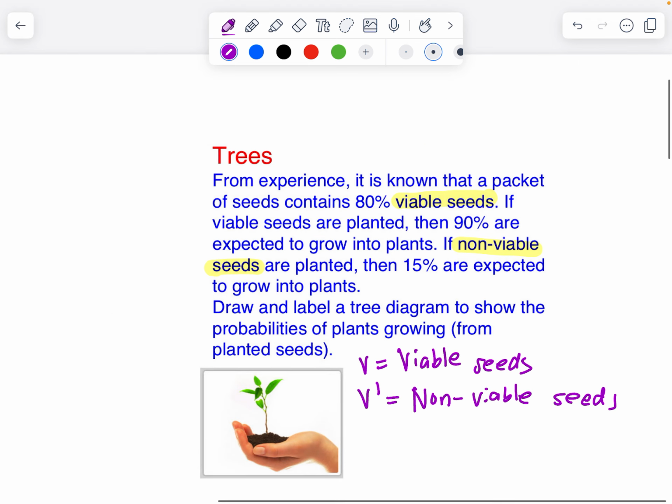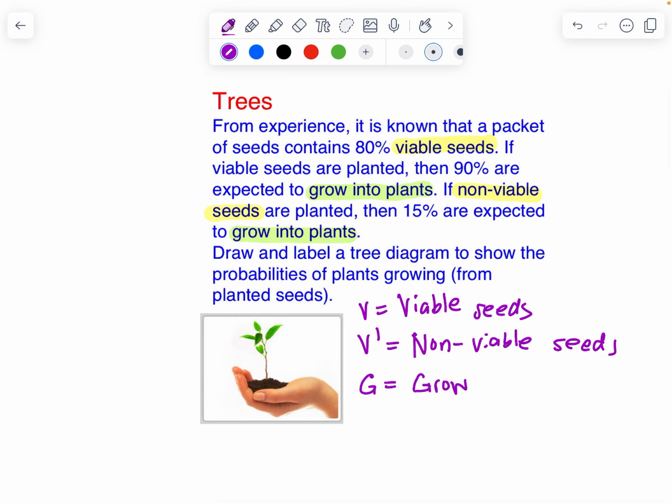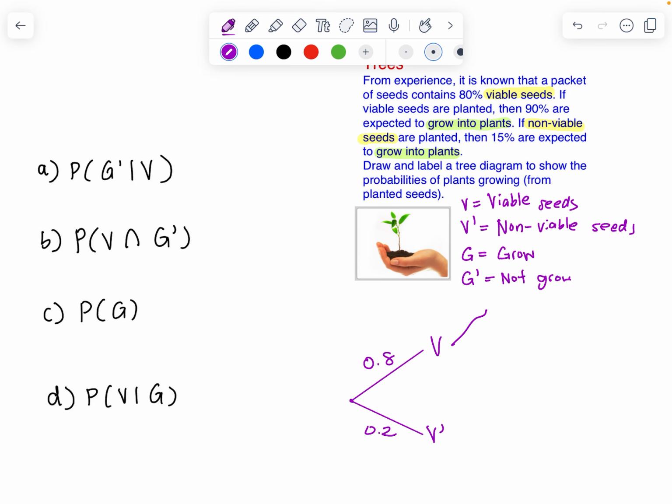And now moving on, we have other things happening. Here it says if viable seeds are planted, then 90% are expected to grow into plants. So we have two things that are going to happen again. Either you grow a plant or you don't. So let me define these. G represents it will grow successfully. G prime represents it will not grow. And so when we have a viable seed or a non-viable seed, there are chances that you will get a plant that grows and a plant that doesn't grow.